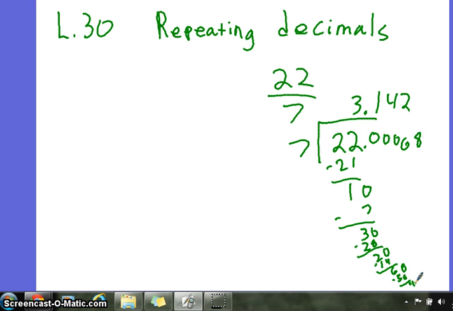Notice something going on here. I put the 8 in the wrong place. Notice something that's going on here. This is a close approximation of pi. It doesn't end, does it? Notice I've already gone 4 decimal places out, and I'm still not there. So this is going to keep going.